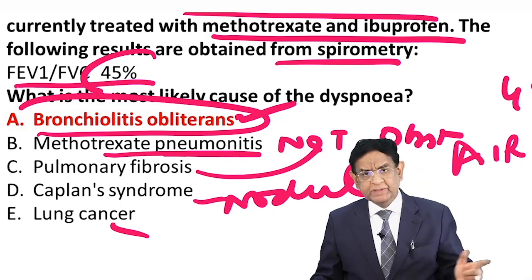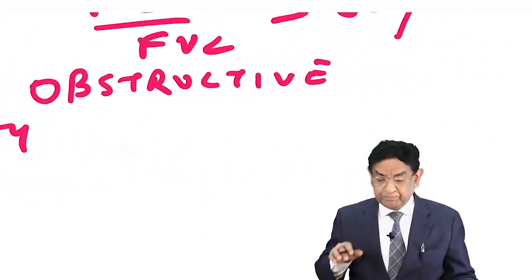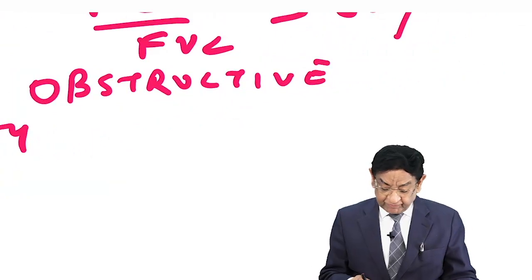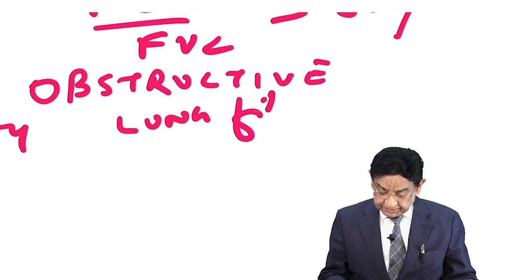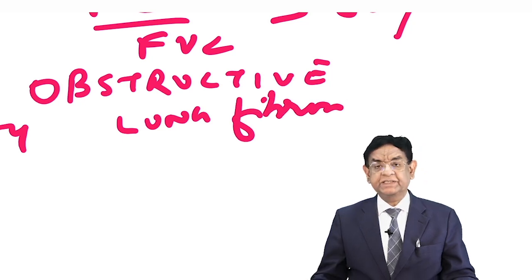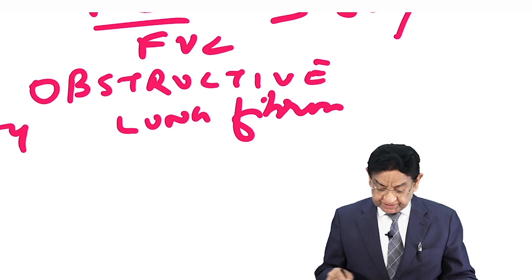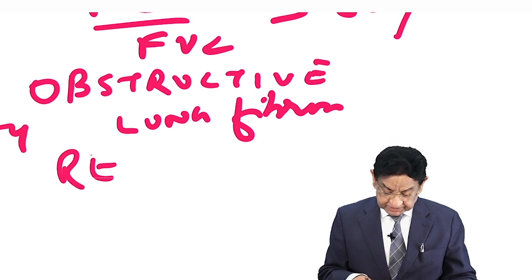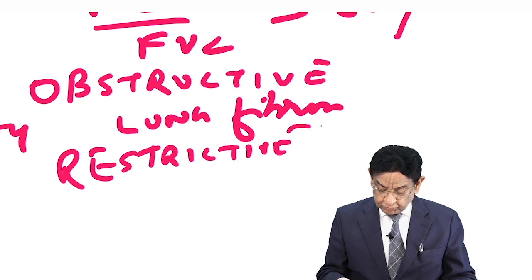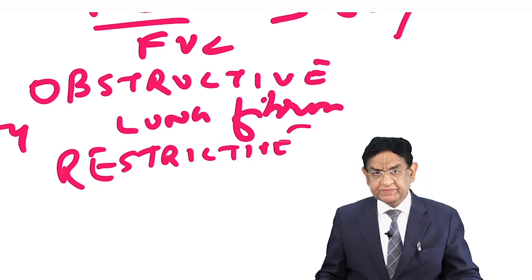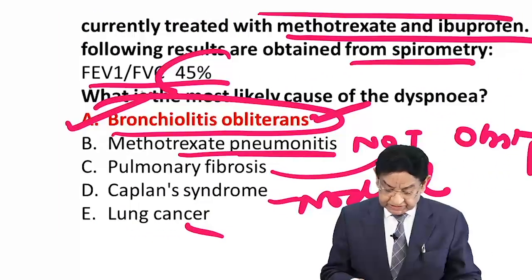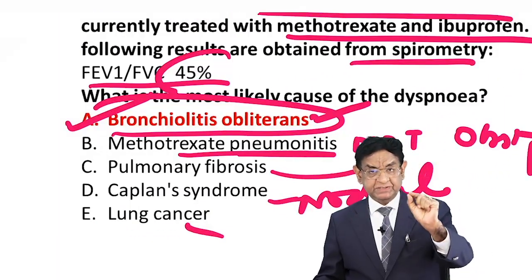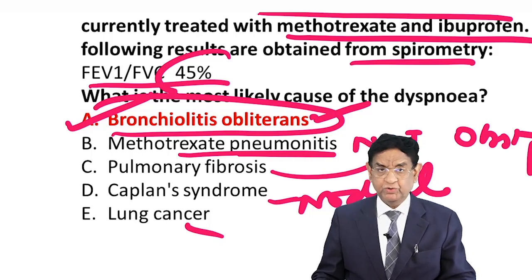But one more thing I would like to add. Most of the time, it is lung fibrosis that occurs in a case of rheumatoid arthritis, which is a restrictive airway disease. The only obstructive airway disease which can occur in RA is bronchiolitis obliterans. This is ranked number 1 as a frequently asked question, don't forget.